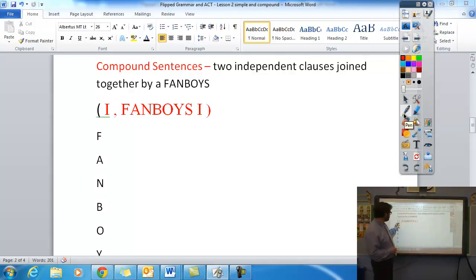These two independent clauses are joined together by a comma and a fanboy. That's how we make a compound sentence. Again, we're taking one independent clause and another independent clause, and we're putting them together in the same sentence with a comma and a fanboy.